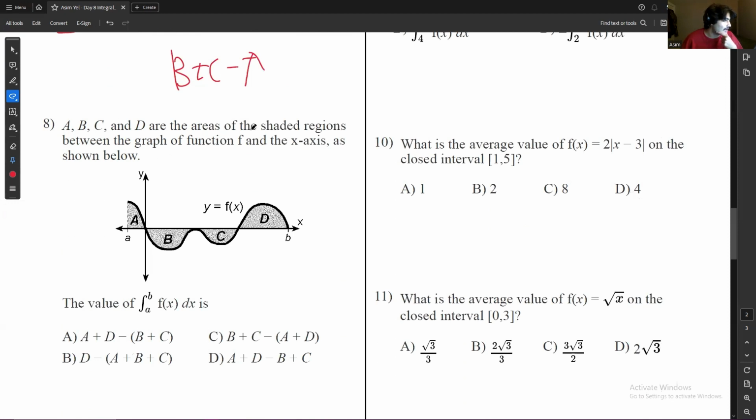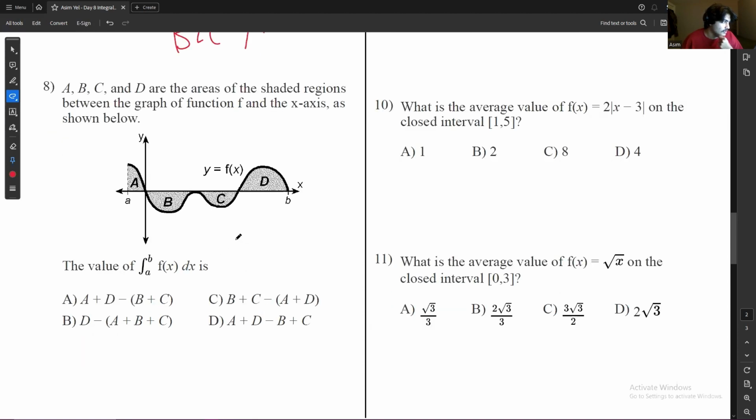A, B, C, and D are areas of the shaded regions between the graph of function f and the x-axis as shown below. What is the value of the integral from a to b of f of x dx? So the same thing, guys. A minus B minus C plus D.